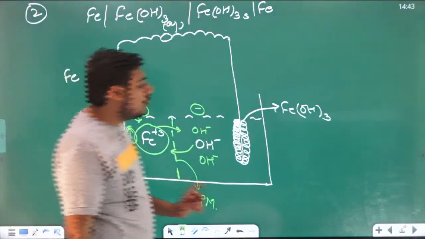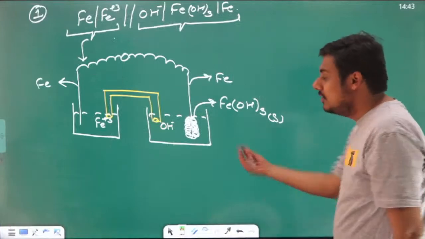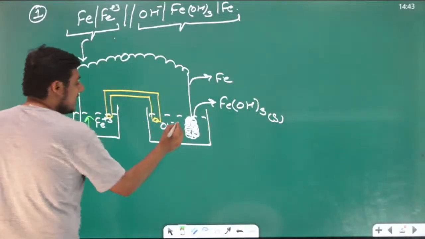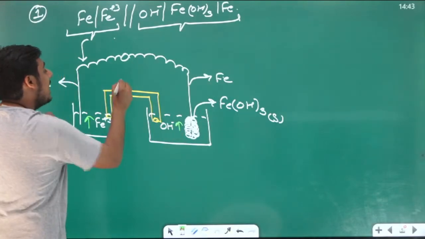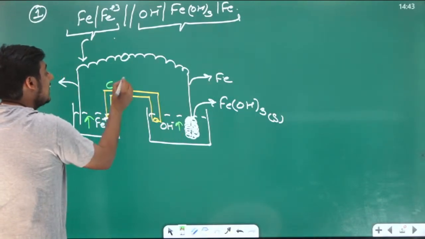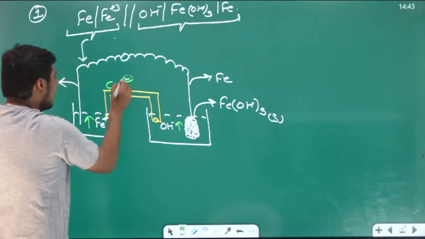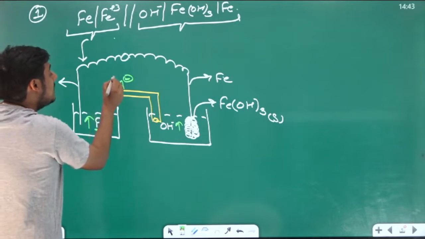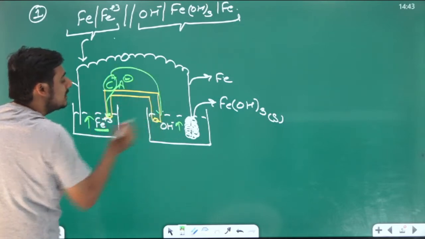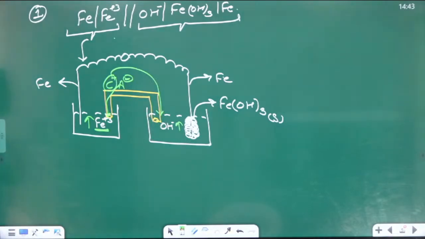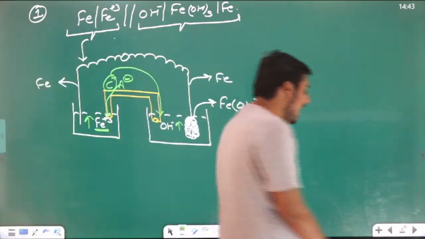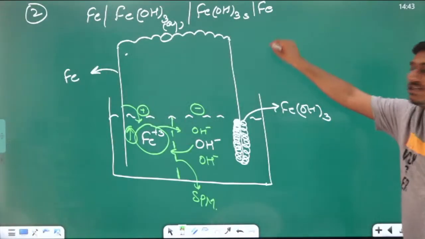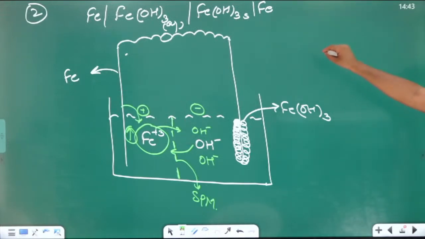So my purpose for the salt bridge was to neutralize these two solutions also. Here also Fe3+ was forming and OH negative was forming, but the salt bridge anion and cation, what they were doing: the anionic part of the salt bridge was traveling towards the container which contains Fe3+ ions, whereas the cationic part of the salt bridge electrolyte was traveling towards the solution which contained OH negative ions. So this is the key difference, and nothing else. There is no other difference in these two cell representations. Do not get confused by these two.